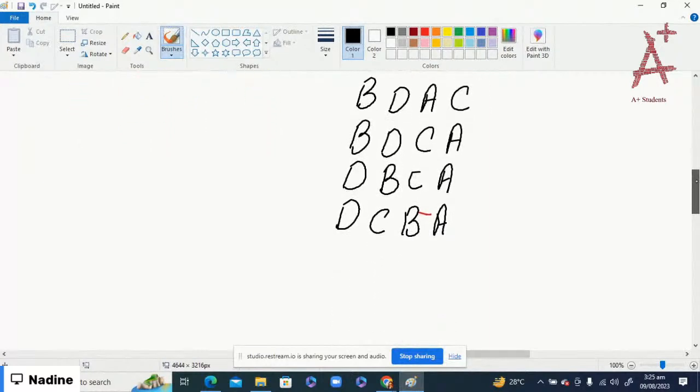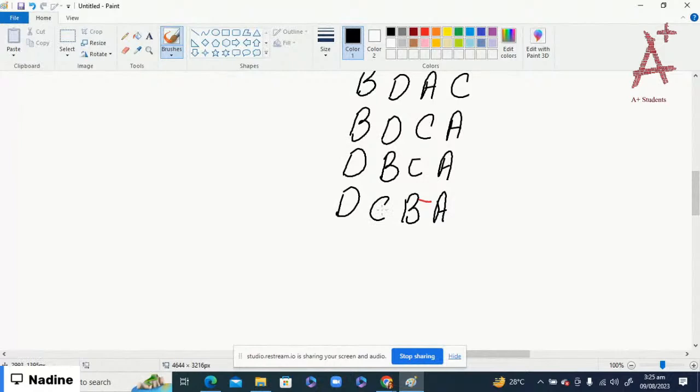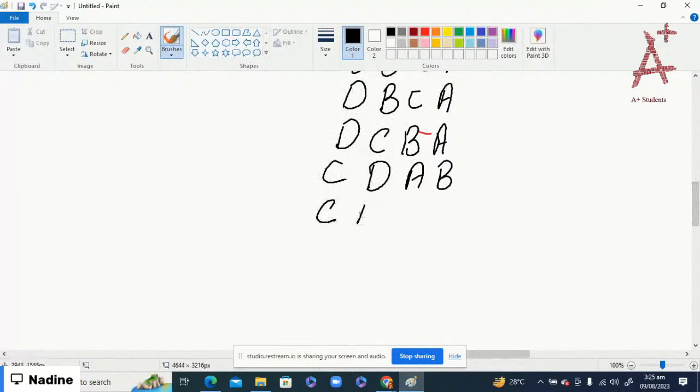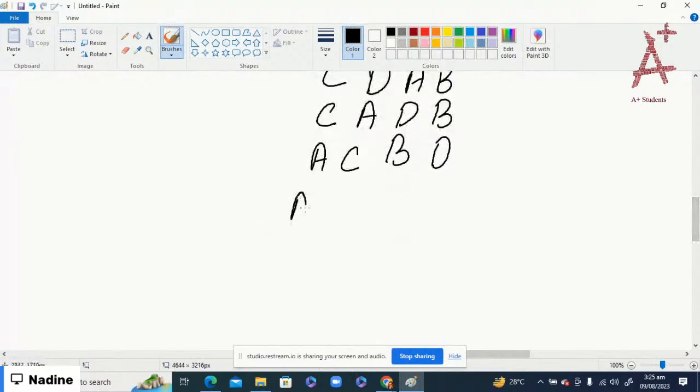Okay, let's change the position. Now change the position of the first two, C, D, and it becomes A and B. Again change the middle two, C, A, D and B. Change the position again from the start, A and C, B and D. Now change the position for the middle, A, B. No, not the middle. You're going to change the first and third. First and third. Why? Because it becomes A, B, C and D, and we already have A, B, C and D.